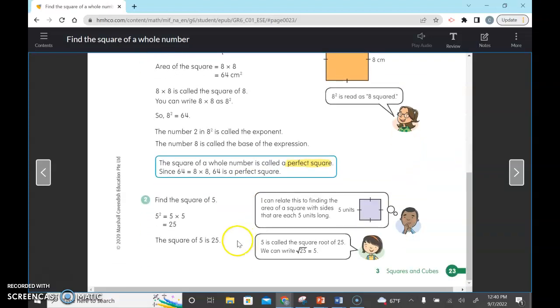Another example of this, we can see that 5 to the power of 2 equals 5 times 5. Therefore, 25 would be the perfect square. In other words, you multiply 5 by itself twice, and that'll give you 25.